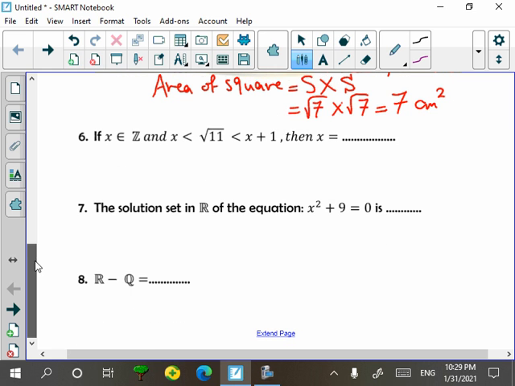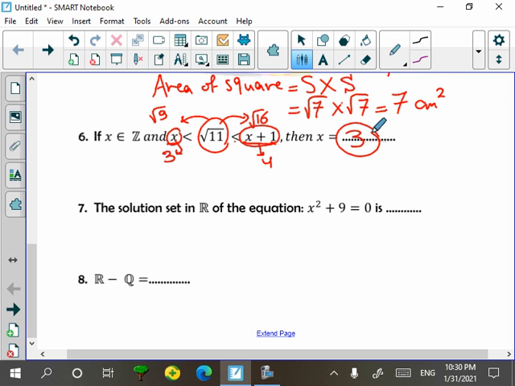Number 6, if x belongs to Z, integer numbers, and x is less than root 11, and root 11 is less than x plus 1, then x equals... the only perfect square root before root 11 will be root 9, which equals 3, then x equals 3. And the perfect square root after root 11 will be root 16, which means that x plus 1 will equal 4, then x equals 3. Again, before root 11, the only perfect square root is root 9, which equals 3, then x equals 3.